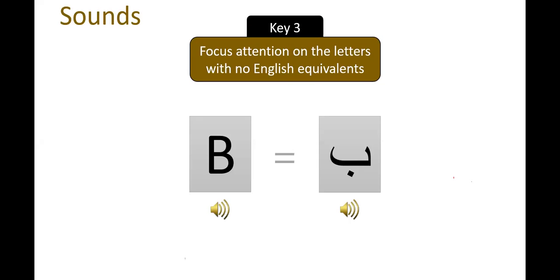Okay, so let's draw a key from this. If the letter B, for example, this letter over here, has an English equivalent, we said B and B, it's both B, the same sound, right? So key 3: focus your attention on the letters with no English equivalent. And what I mean by this is give extra attention to these letters with no English equivalents.